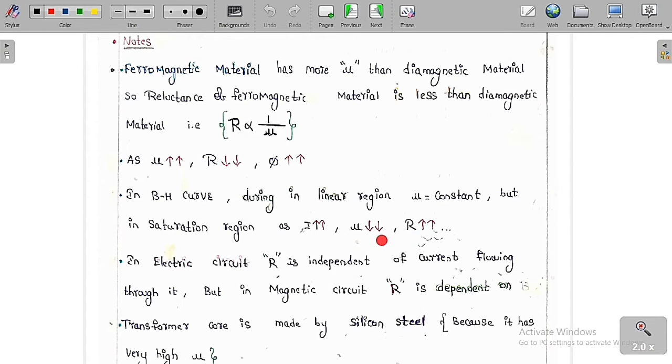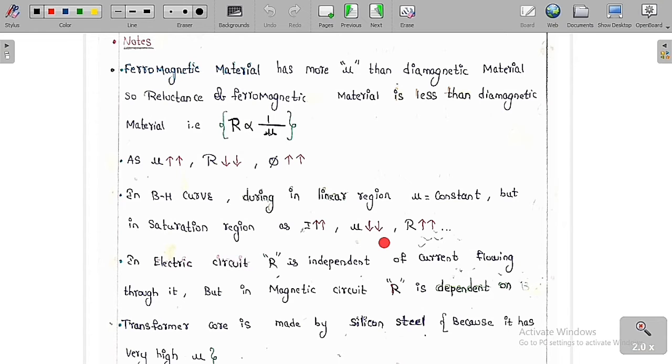And also, as mu is very less, as I already told you, both are inversely proportional, so reluctance will increase. So whenever mu decreases, the reluctance will increase in the saturation region, because the slope is very less. Therefore we can say that in a BH curve, during the linear region, the slope is constant, so mu is constant. But in the saturation region, the slope is not constant, because a very large increase in I will give you a very small increase in B.